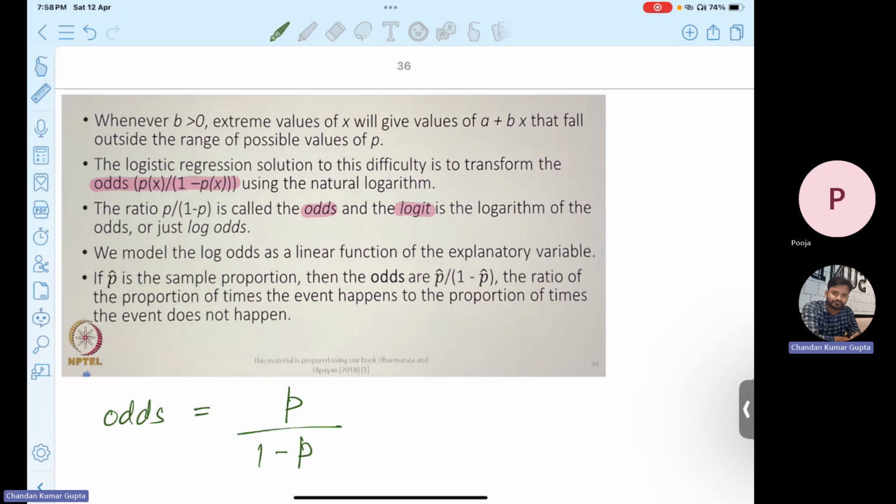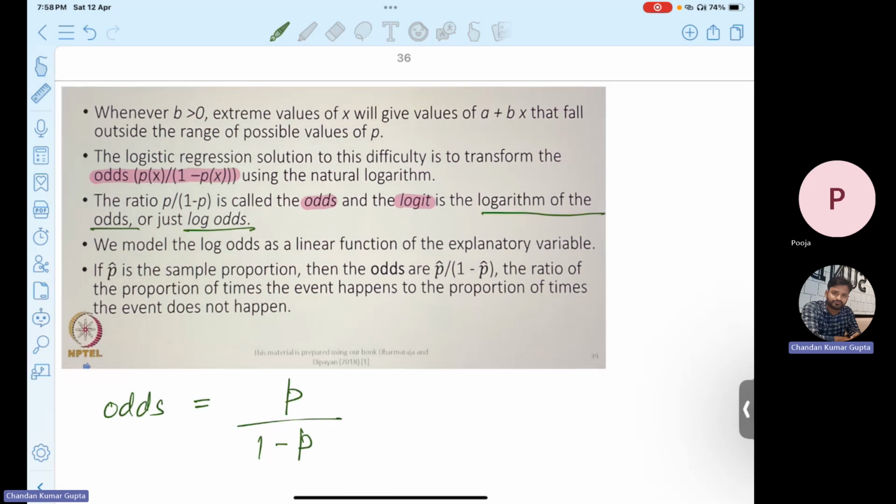In logistic regression it is difficult to work with odds directly, so we use the natural logarithm. We take the log of these odds. The log of the odds is nothing but the logit. It is also called logit or just log odds, the logarithm of the odds. So these are the terms we usually use in logistic regression.